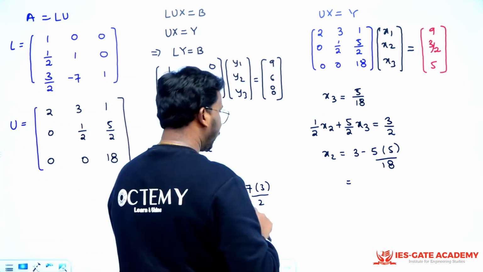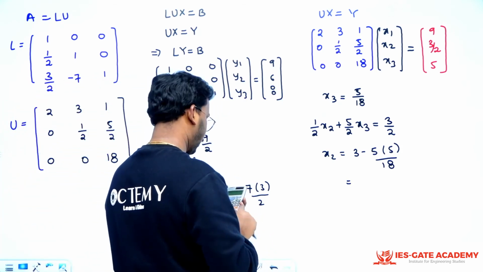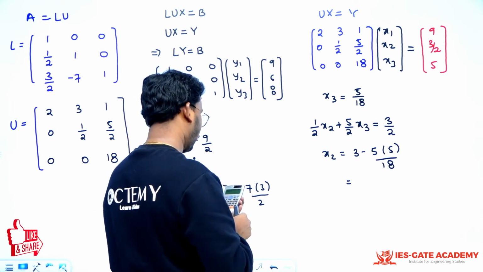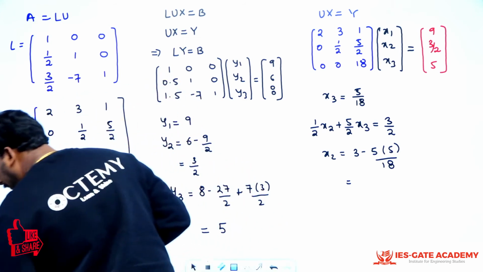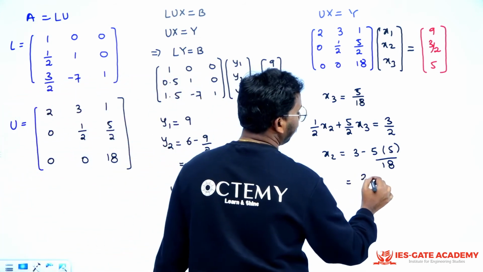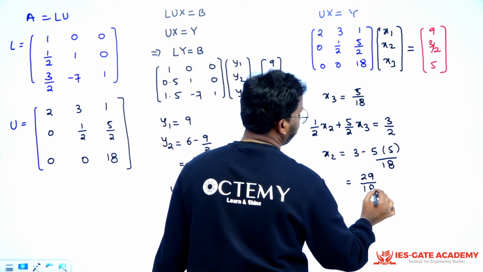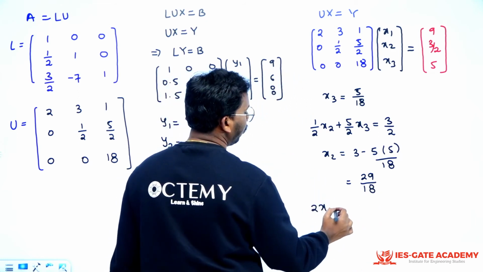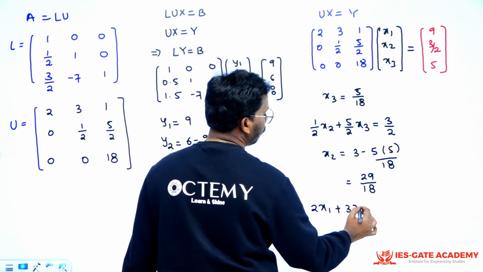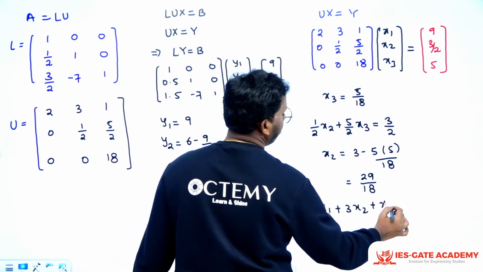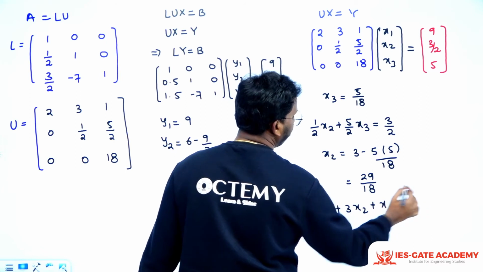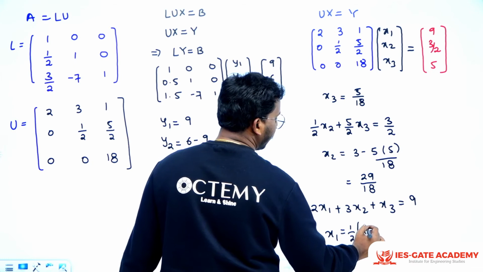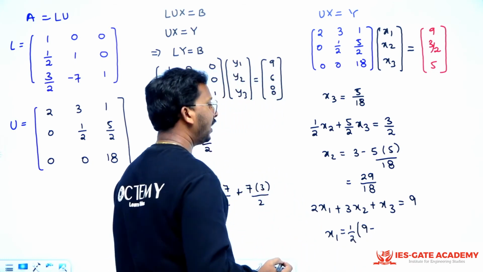This will basically become 29 by 18. Yes sir, this is becoming your 29 divided by 18. And from here, x1, what will your x1 become? 2x1 plus 3x2 plus x3 is equal to 9. So if I want to find x1 from here, that is half times of 9 minus 3 times x2.